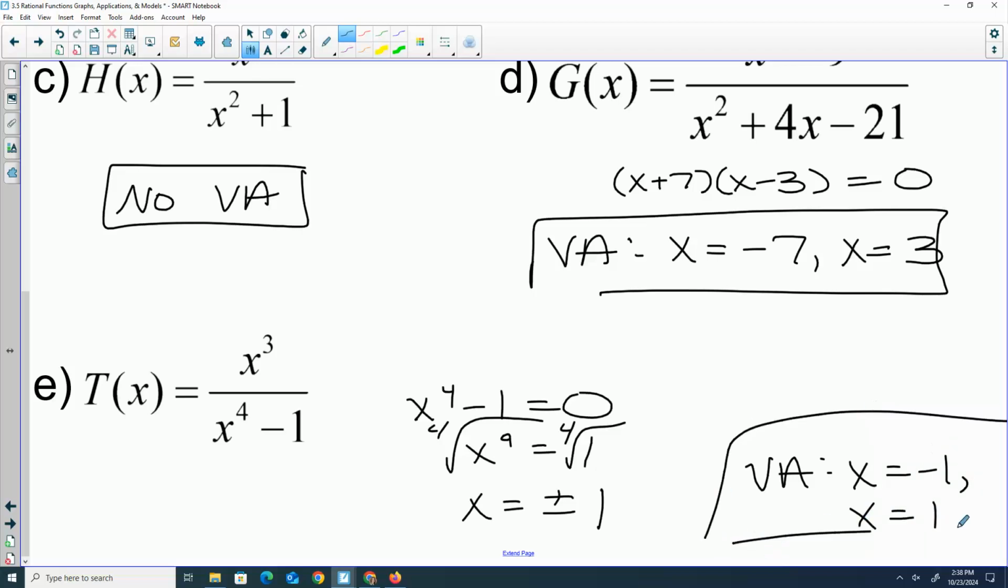So we've seen it's possible to not have vertical asymptotes. It is possible to have multiple vertical asymptotes. There's no set number. Any questions about finding the vertical?